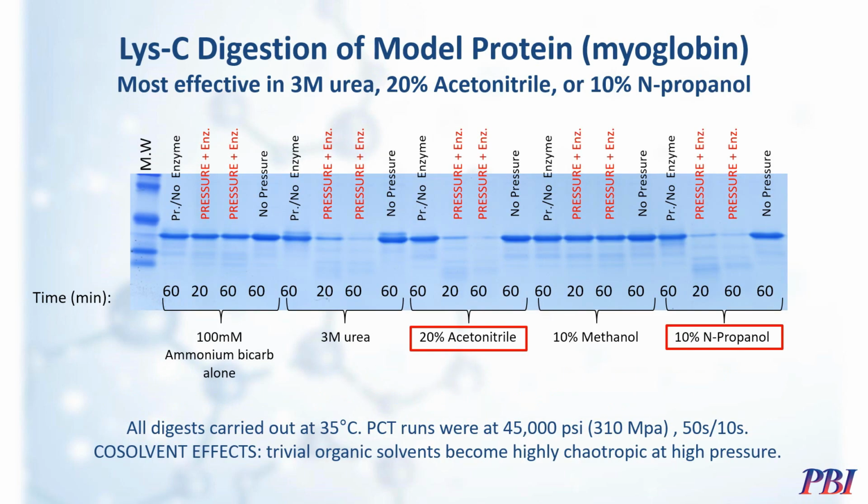In this example, myoglobin as a model system was digested and monitored by disappearance of the parent band on an SDS-PAGE gel. Indeed, chemotropic agents and pressure are synergistic. Apparently, pressure makes ordinary organic solvents act as chemotrops too. This is great news for the mass spectrometry community, which is generally trying to stay away from any chemical additives in their samples.